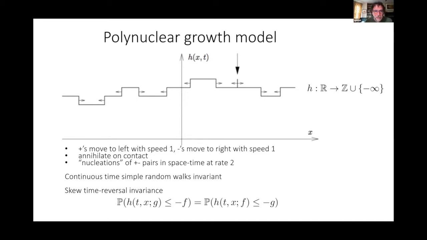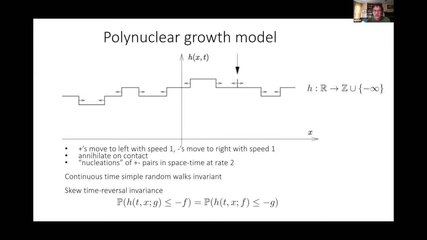I described it in terms of the pluses and minuses, but it's exactly the same thing in terms of the height function. And a moment's thought will show you that it also doesn't matter too much that I assume that there's only 1 plus or minus at a certain point at the same time. There could be 1,000 of them at the same point, and they just all do exactly the same thing. But when they meet, only 1 plus annihilates 1 minus. Okay, so I hope the rule is clear.